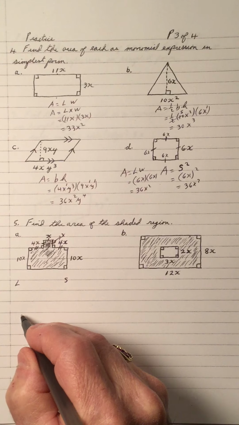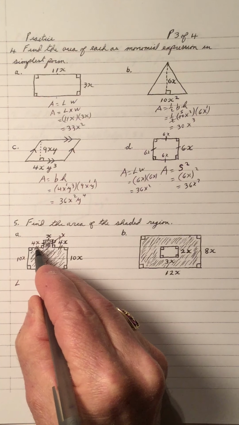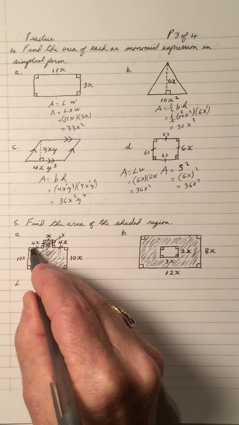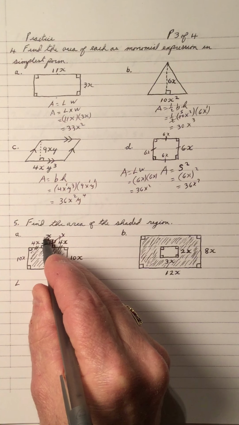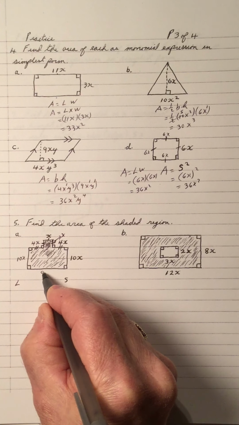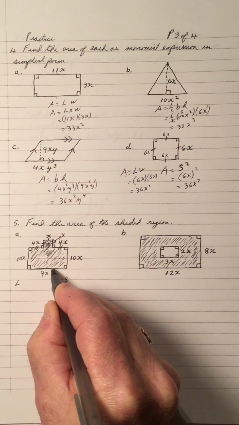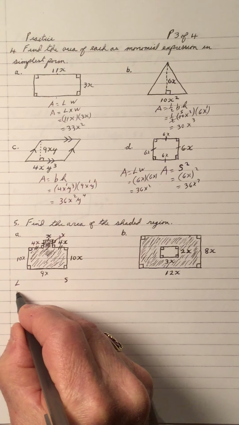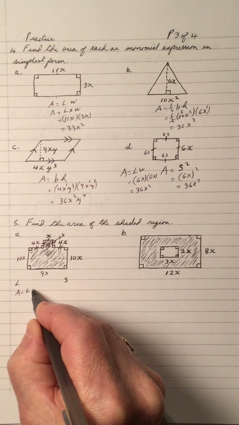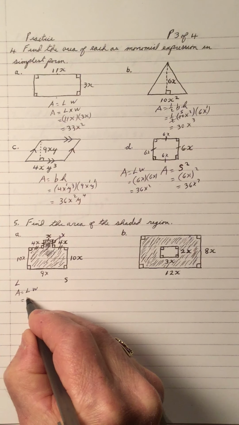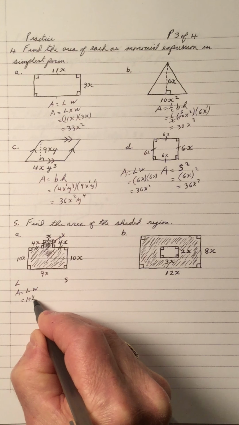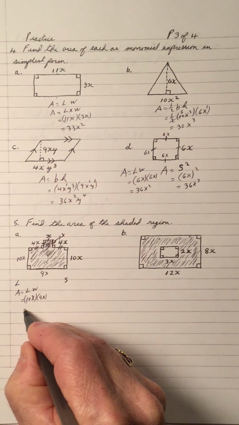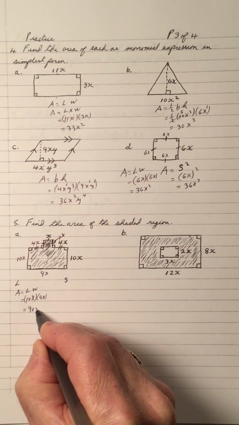Areas. And so, if that's 4x, and that's an x, and that's a 4x, so all the way across is 4 plus 1 plus 4. That means that's a 9x from here to here, right straight across. So the large one is a rectangle, length times width, so it's 10x times 9x, length times width. And that's a 90x squared.